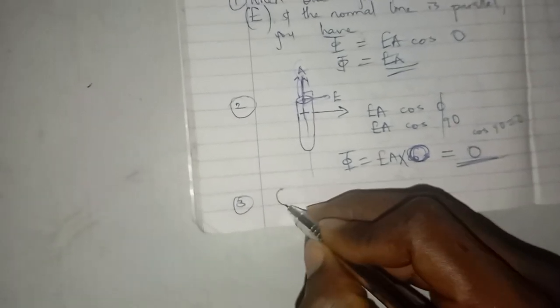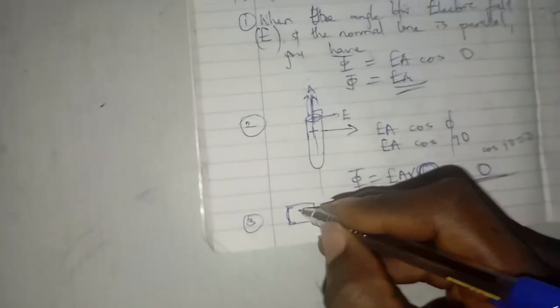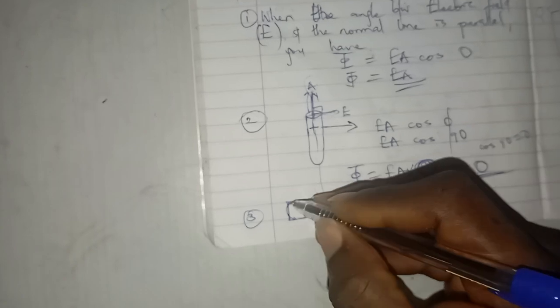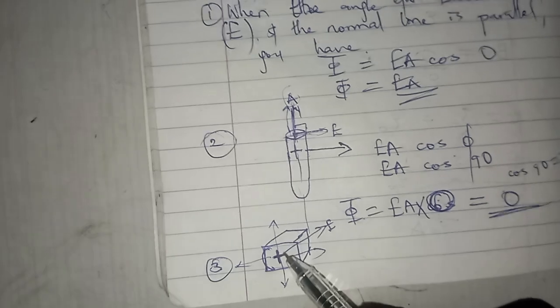Now, we can also have a third case. This third case, let's assume that I have something like a box this way. And I know that if this is a charge, let's say this charge is in here. I don't have much space remaining. If this charge is in here, this charge can go in this direction, this direction, this direction, this direction. But let's say the electric field I'm considering is this one at this angle.